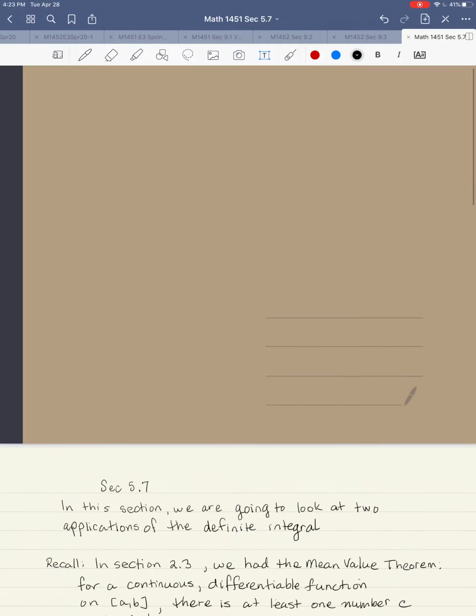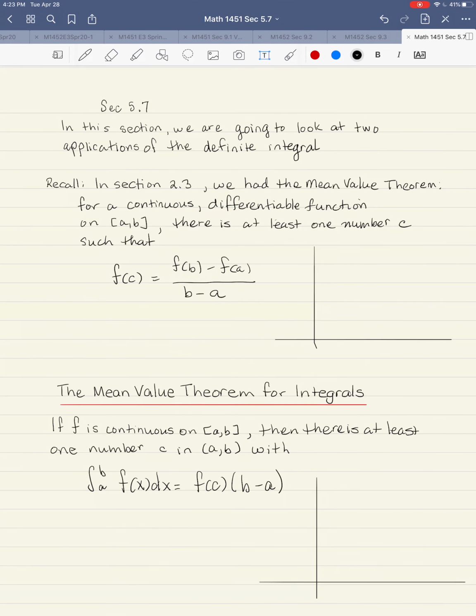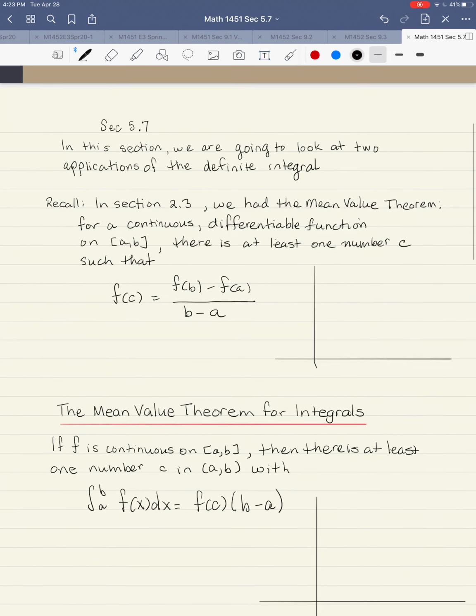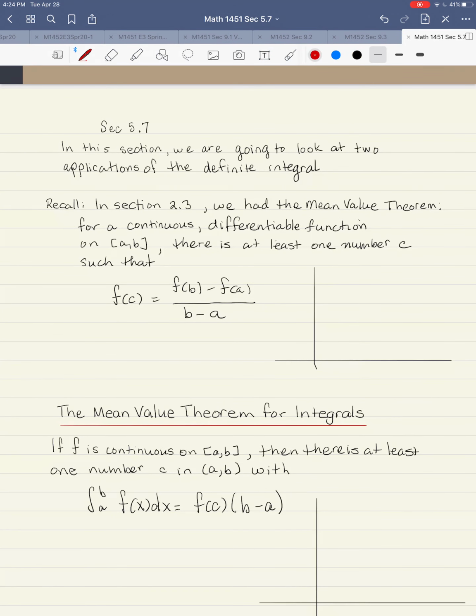Hello, today we're going to talk about the mean value theorem for integrals. This is section 5.7. Remember we had the mean value theorem for functions in section 2.3.